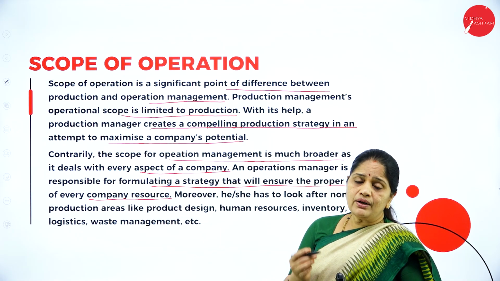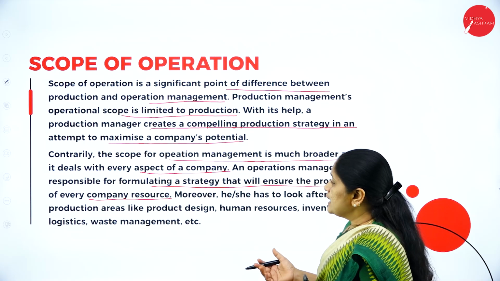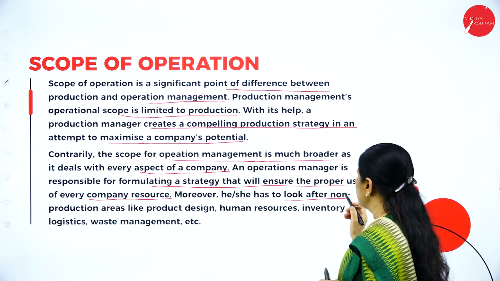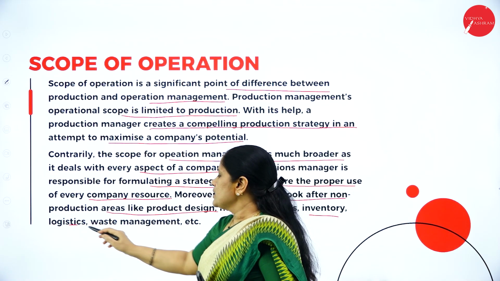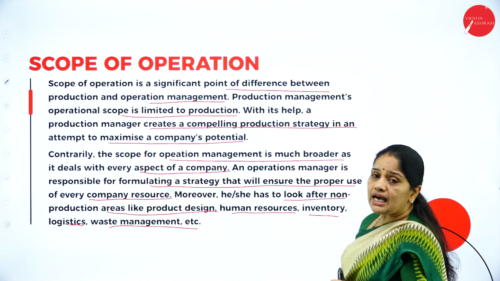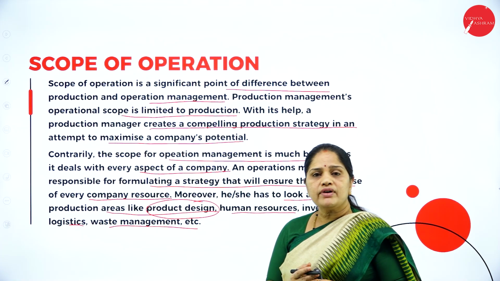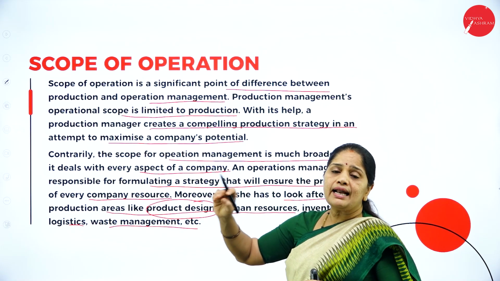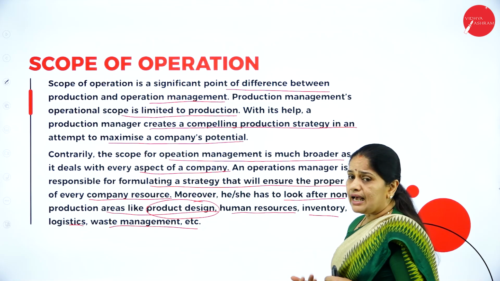An operations manager is responsible for formulating a strategy that will ensure proper use of every company resource. See, in production management, we are dealing with the resources involved in production only, whereas in operation management, it deals with making use of almost all the resources of the company. Moreover, he or she has to look after non-production areas like product design, human resources, inventory, logistics, waste management, etc. Now, in operation management, we will be involved in various other areas like product design. Who will have to give the product design? It will be given by the research and development department. They have to find out the design for the product, and then they'll hand it over to the production department where it will be implemented. And this can be done with the help of the R&D department.